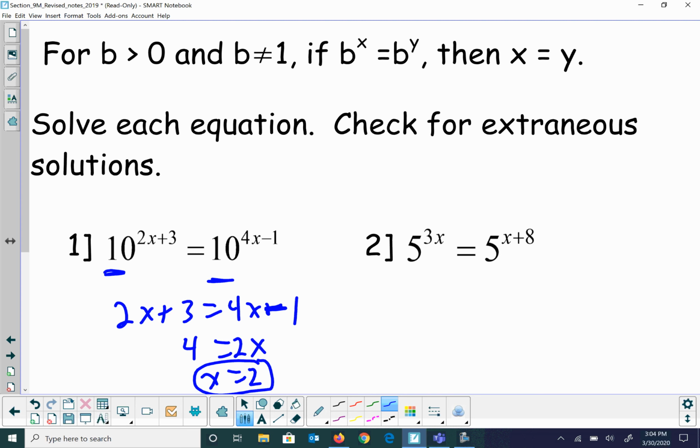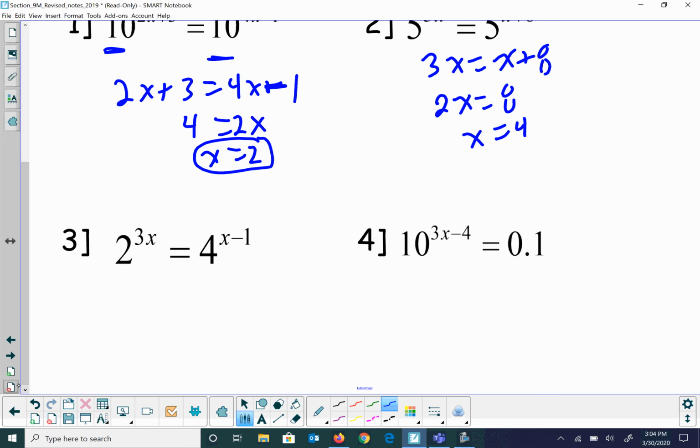Again, bases are the same, so I'm going to get 3x is equal to x plus 5, or excuse me, x plus 8. Subtract x from both sides, so I get 2x is equal to 8. So x is equal to 4, and that answer's fine.